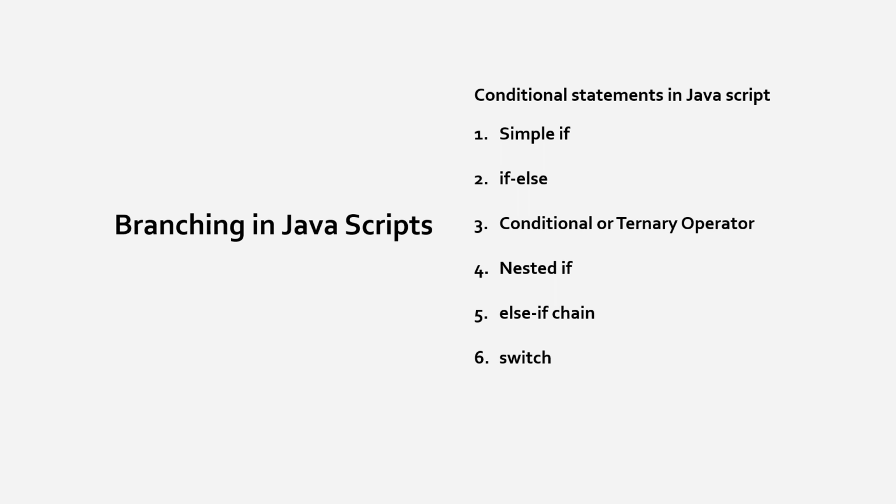Conditional statements in JavaScript can be grouped mainly into two categories: if else category and switch category. In the if else category we have different types: simple if else, nested if else, and chain. Also we have a conditional or ternary operator, that is just a single-statement replacement of the if else control structure. So these all we will discuss one by one.